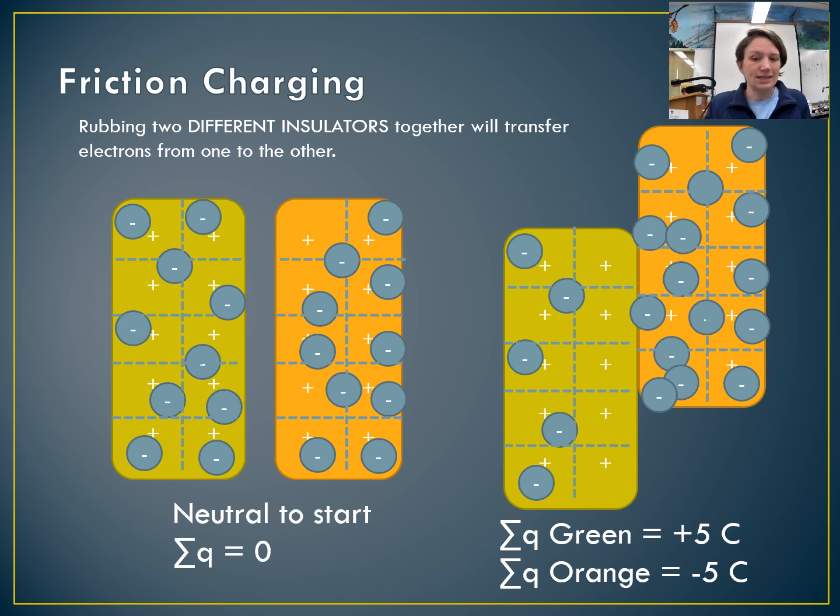Quick little note, the system didn't gain or lose any charges overall, right? The overall charge of that system, even once those charges have moved around, is still 0 because we have the same amount, equal and opposite, on those 2 objects. So charge is conserved, but it's been moved from one object to another.